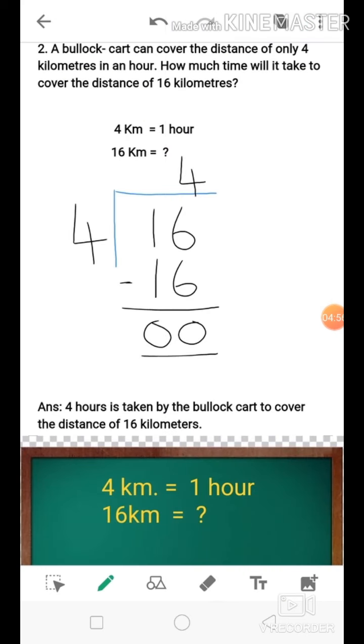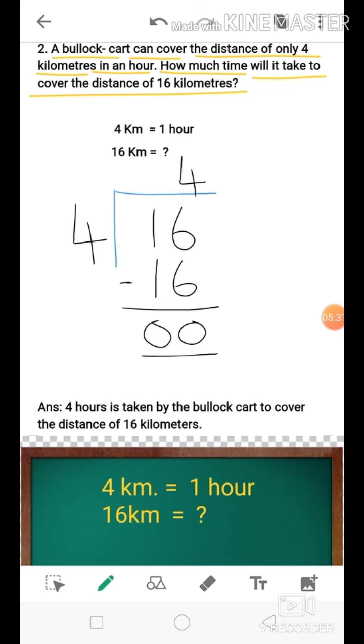Now sum number 2. A bullock cart can cover the distance of only 4 kilometers in an hour. How much time will it take to cover the distance of 16 kilometers? So first one is read and understand. Second one, we can divide the sentences and start writing the statement. So you can decide where you want to break the sentence.